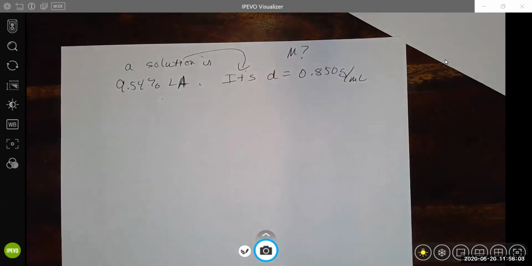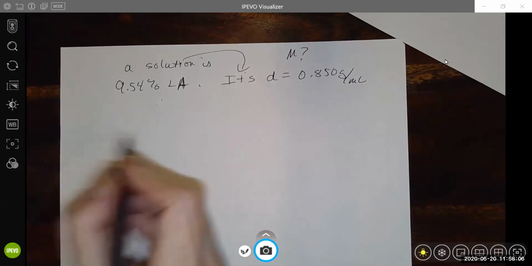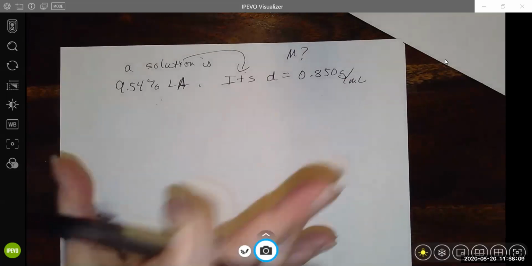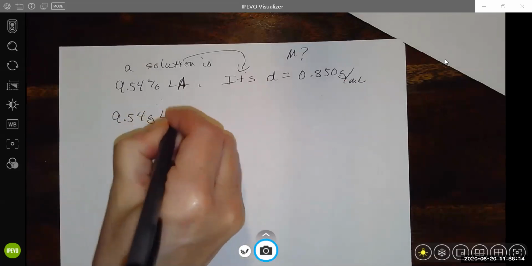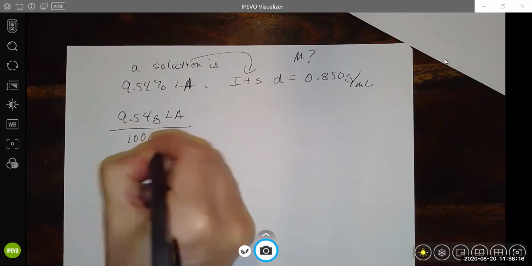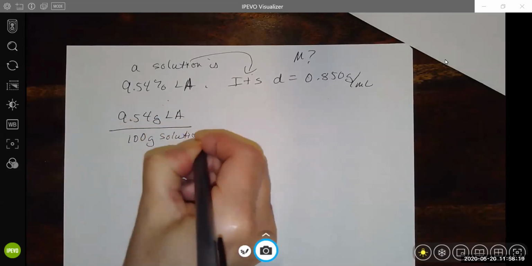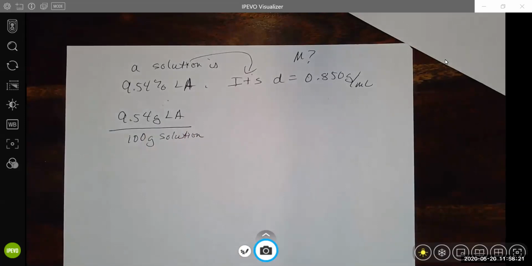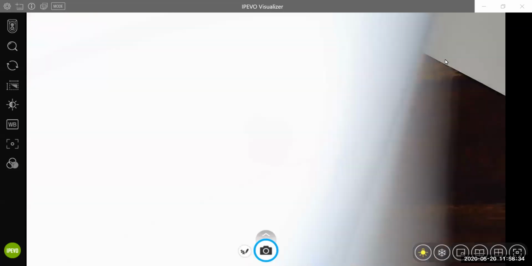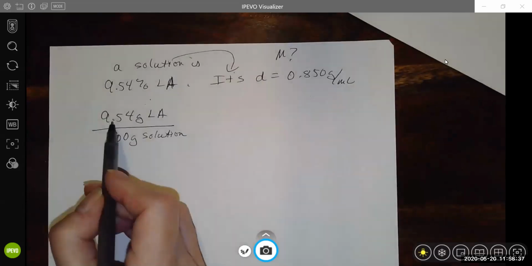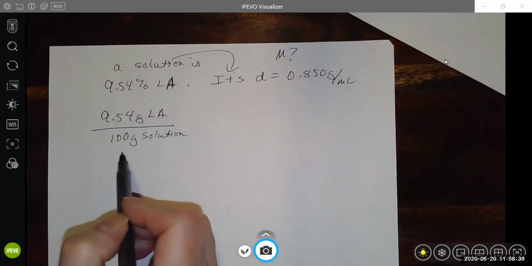Well, a couple different ways to do it. The way I usually say is okay, if I have this percent, what does that mean? It means there are 9.54 grams of lauryl alcohol for every 100 grams of solution. Now you're saying, wait a second, I thought there was 163 grams in this solution or something on the other side here. Didn't we have 163? Yes, there was 15.6 grams of lauryl alcohol for every 163.6 grams of solution, but that percentage is the same ratio as 9.54 grams per 100 grams of solution.